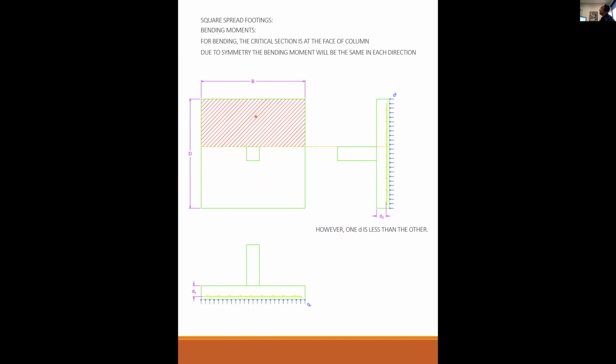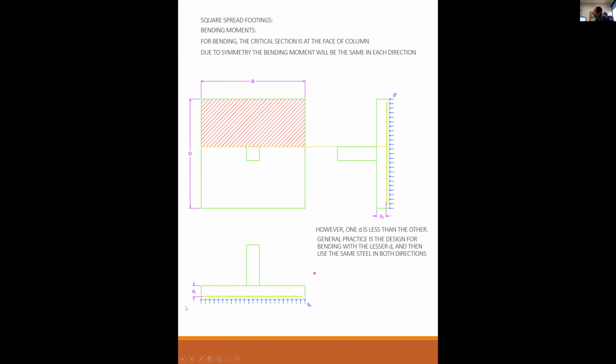Even if the bending moment is exactly the same because everything is symmetrical, you still have one row of steel lower than the other row of steel. So one direction is going to be less effective than the other direction for resisting that bending moment. So the general practice is to design for bending with the lesser D.